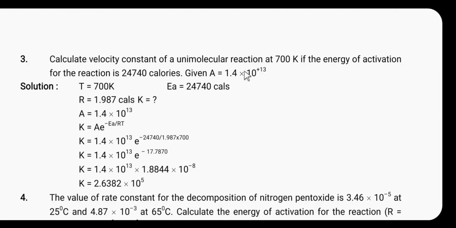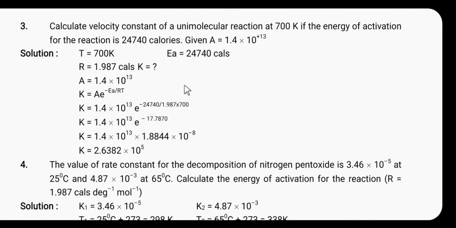So, friends, in this problem the temperature is given, 700 Kelvin. The energy of activation in calories is given, 24,740 calories, and A, the Arrhenius constant, 1.4 into 10 raised to 13, is given. So we have to consider here the exponential form of the Arrhenius equation.